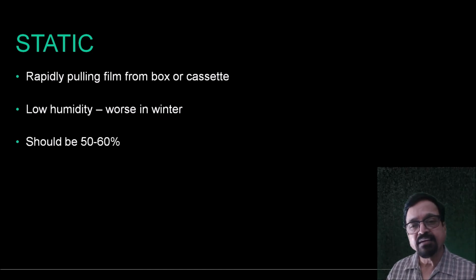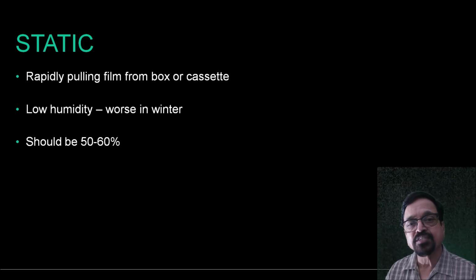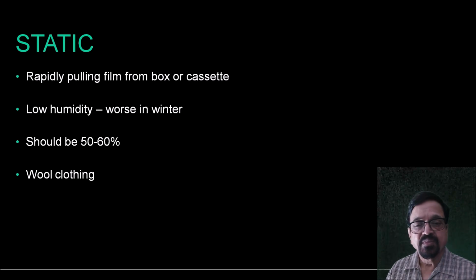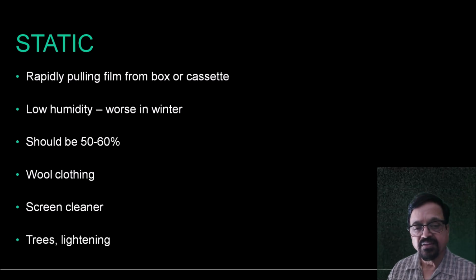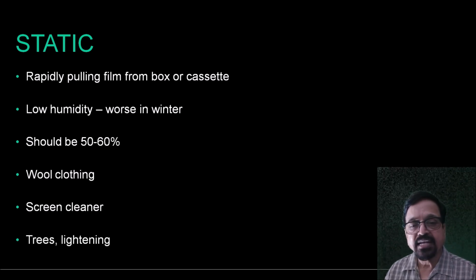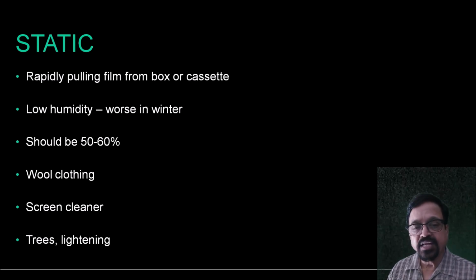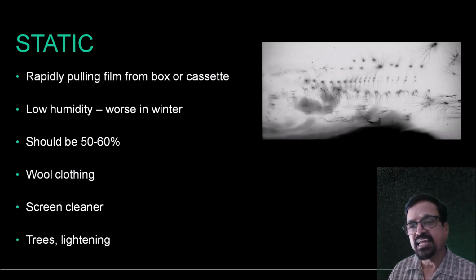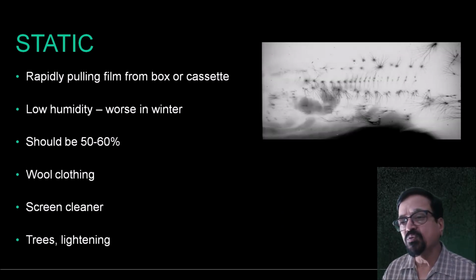Because of low humidity, they are worse in winters. As I told you, the static mark is like when we get up from the plastic chair. These are the certain things which cause the artifacts. And what are the types of artifact? There could be wool clothing, a screen cleaner, trees, or lightning. So these are a few artifacts, really few, because there are a lot of things, every time different, and they can come anytime which we just don't want. And we come to know at the end of all the procedures, and then we have to repeat the film.